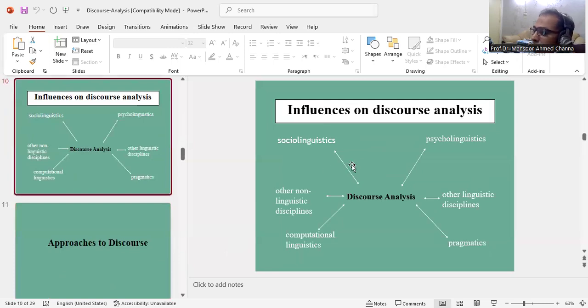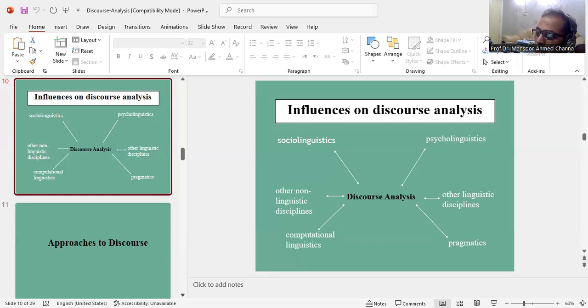Now, influences on discourse analysis. Discourse analysis is based on certain influences. These influences include sociolinguistic influence, psycholinguistic influence, computational linguistics influence, and pragmatics influence. However, there are other linguistic disciplines and other non-linguistic disciplines. They also come under various impacts or influences.